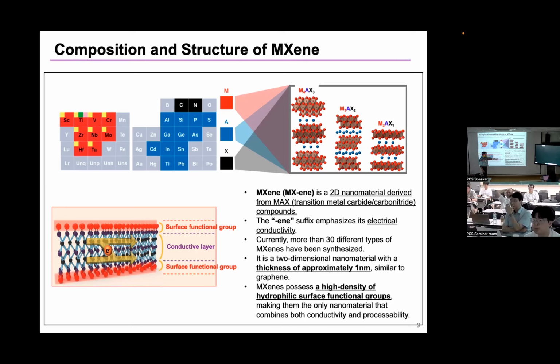MXene possesses a high density of hydrophilic surface functional groups. Hydrophilic surface functional groups mean that the layers separate automatically to make the 2D structures. And this structure has very high conductivity, with a very large electron density because it is generated from an early transition metal compound. So this is an artificial material.